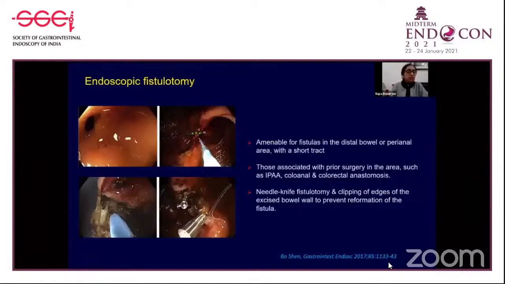So endoscopic fistulotomy, if you see, this is a picture of a patient with a region fistula, and it is just being anastomosis.